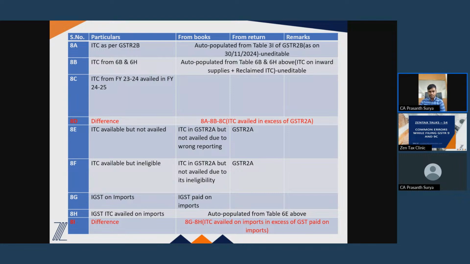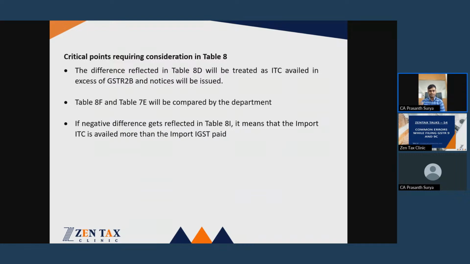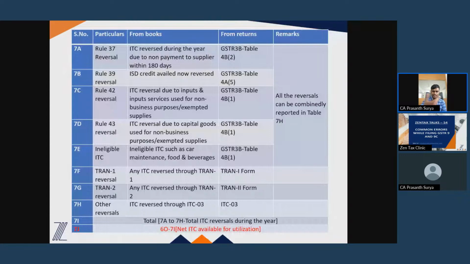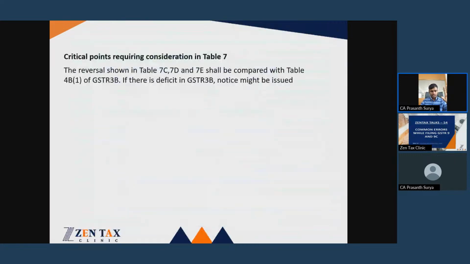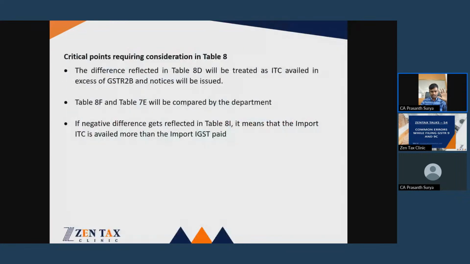In that case, the department will scrutinize both table 8F and table 7E, because in 7E you would have reported the ineligible ITC. So they will check whether whatever you are claiming to be ineligible, the ITC reflected in GSTR2B, you would have reported in table 7E. For example, if in table 7 you report that 1 lakh is your ineligible ITC, and in table 8F you give only 80,000, then the department will ask about the 20,000 you have not reversed, so you are liable for that reversal with interest. So the department will definitely match table 8F and table 7E.